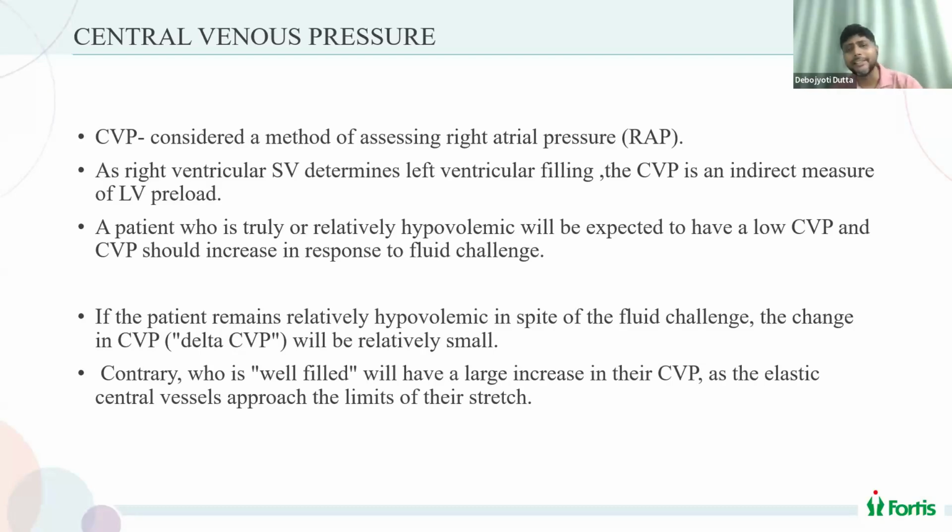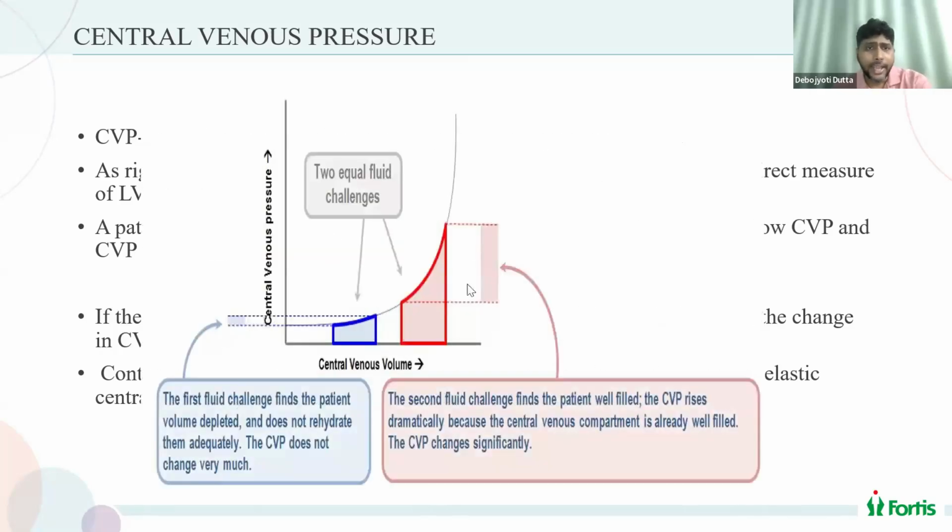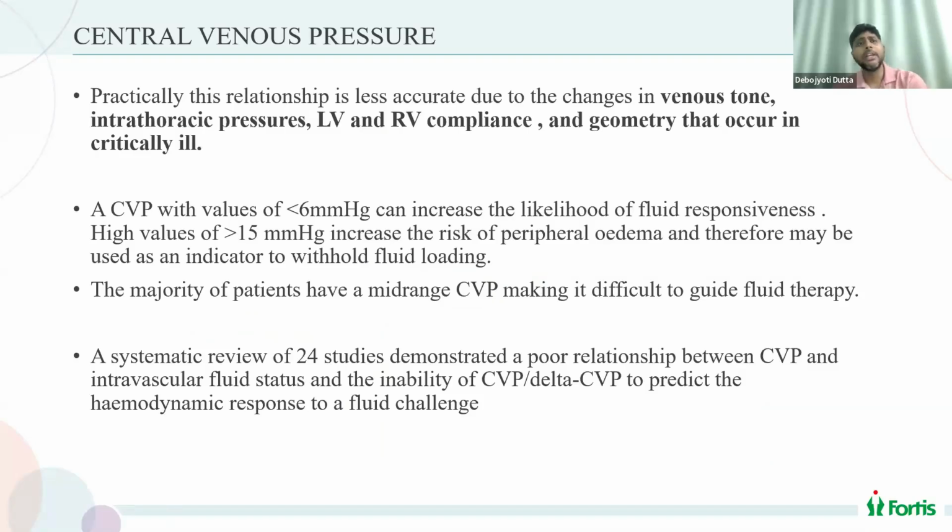If someone is hypovolemic, the changes will be small. One who is not hypovolemic, rather fluid intolerant or overloaded, the changes will be much higher. So the increase in delta CVP will be higher. This is a diagram showing how the change of CVP can happen if you give fluid. It was a concept very much used earlier, giving a fluid and watching the change in CVP to find out whether my patient is fluid responsive or not. But nowadays it is not used because this relationship is practically very inaccurate.